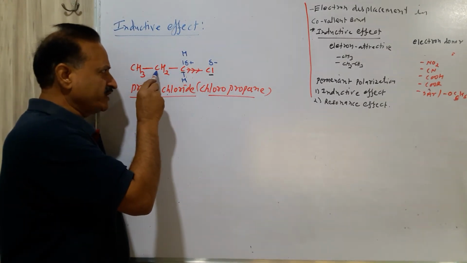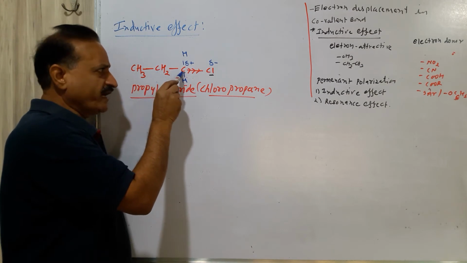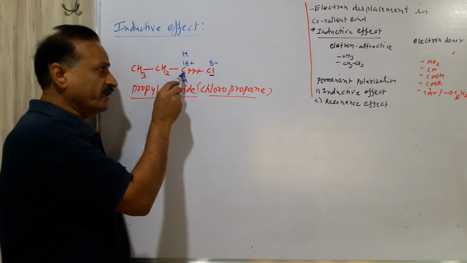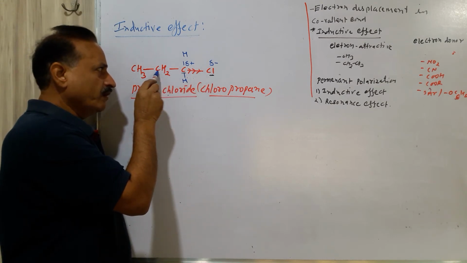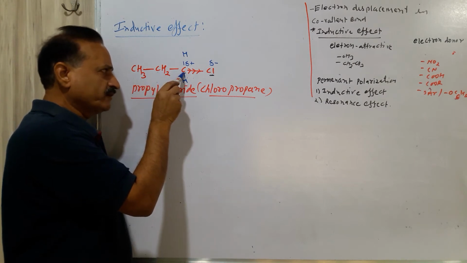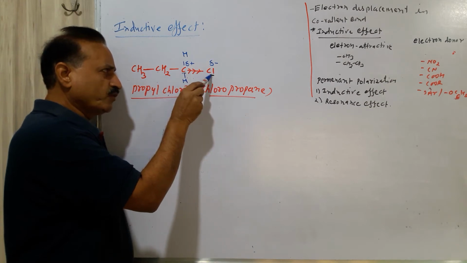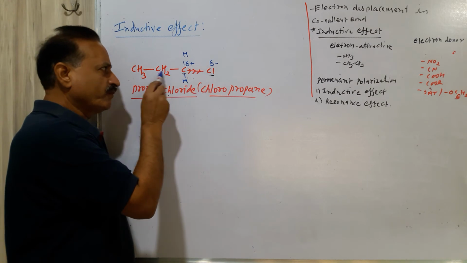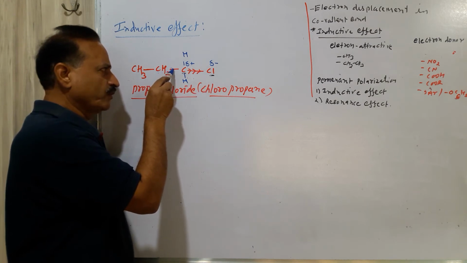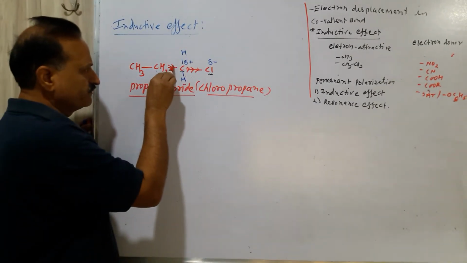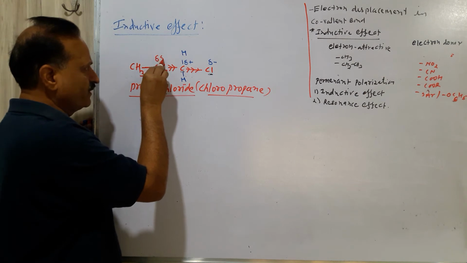This carbon is attached to this carbon. If this carbon is dragged by chlorine, it means the inductive effect will be done over here also. But this one has more inductive effect because chlorine is very close to this carbon, and this carbon has less inductive effect because chlorine is far away from it. So here I am showing two arrows. Two arrows means less. So it is delta delta plus.